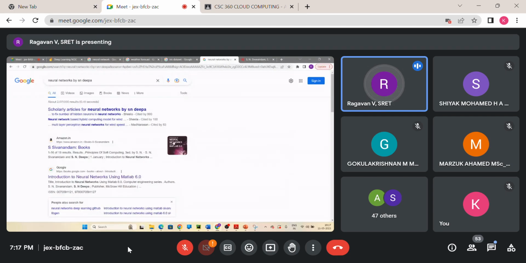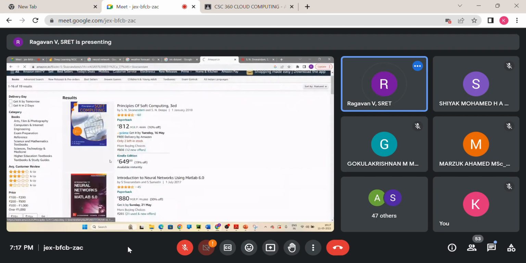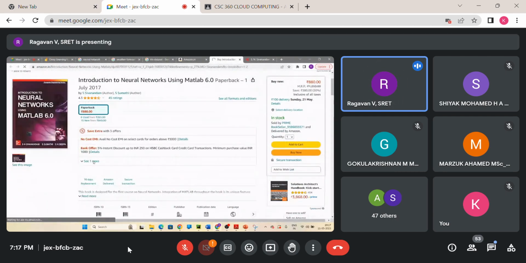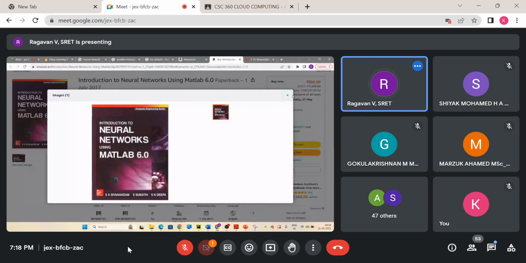I'll just show the image. This is the book, 880 rupees on Amazon. There is no index page. This is the book by S. Sivanandam and S. N. Deepa, Introduction to Neural Network using MATLAB, Tata McGraw Hill publication.